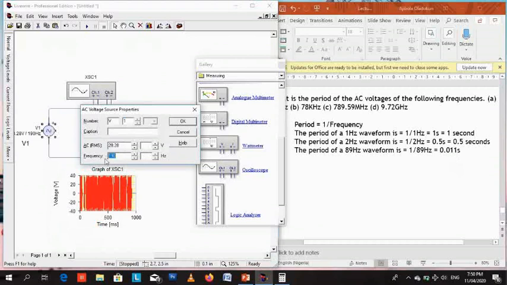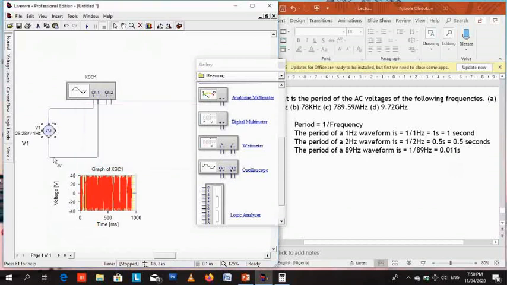The frequency of 1 hertz. If the frequency is 1 hertz, run the simulation. You see that in 1 second we have one complete cycle. So it takes 1 second to have a complete cycle for the signal of 1 hertz frequency. It starts from 0, rises to V peak, goes to negative V peak, and returns back to 0. It takes 1 second.